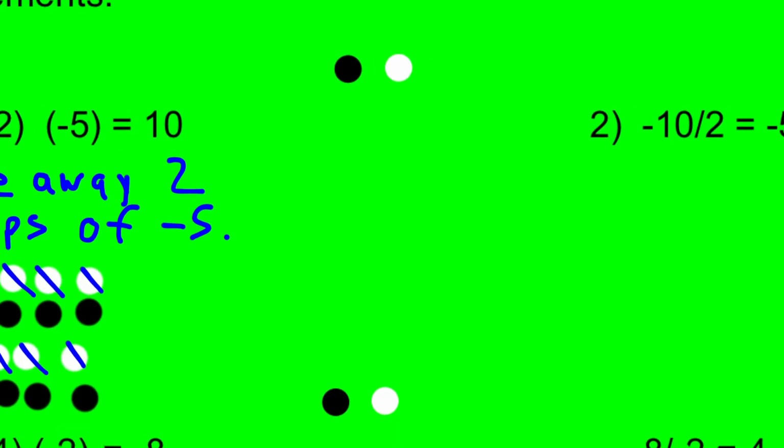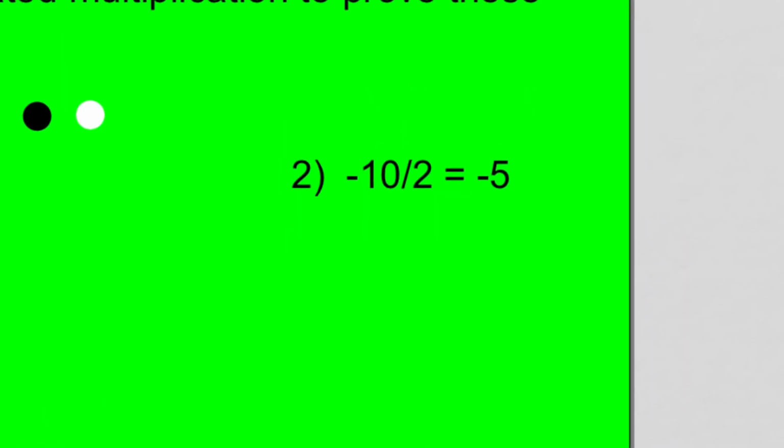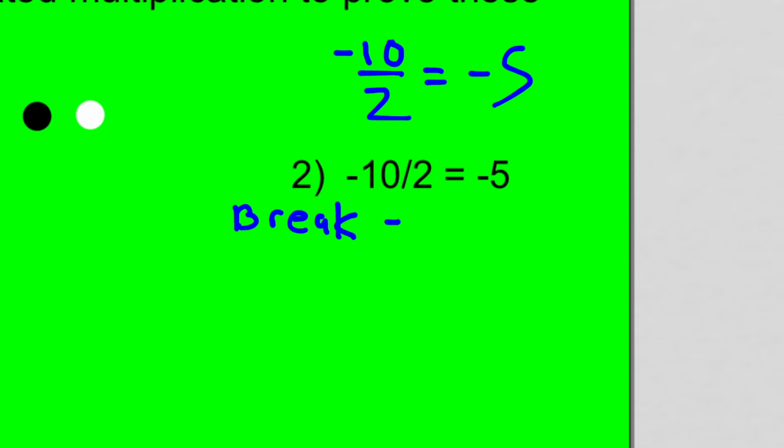So then a similar question, but by dividing. So this one, -10 divided by positive 2 equals -5. And in class we talked about there's a couple of ways we can think about division. Well, in this particular question, we'd want to think of this as break -10 into two equal groups.